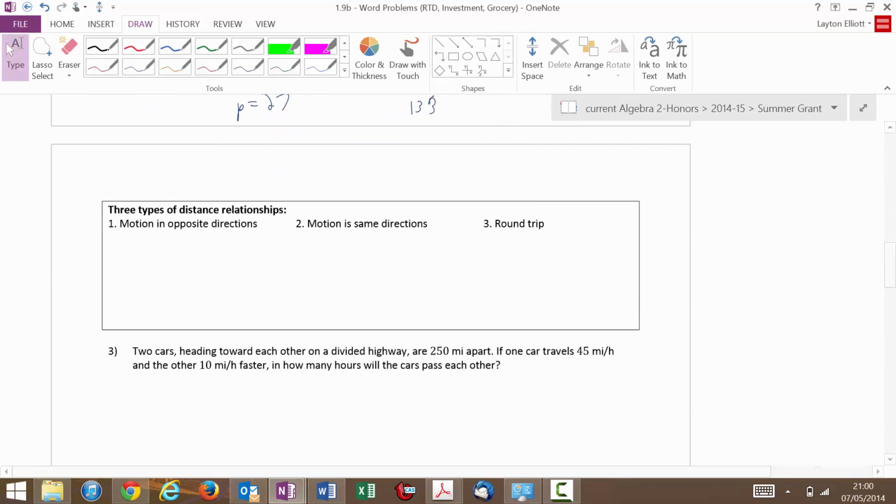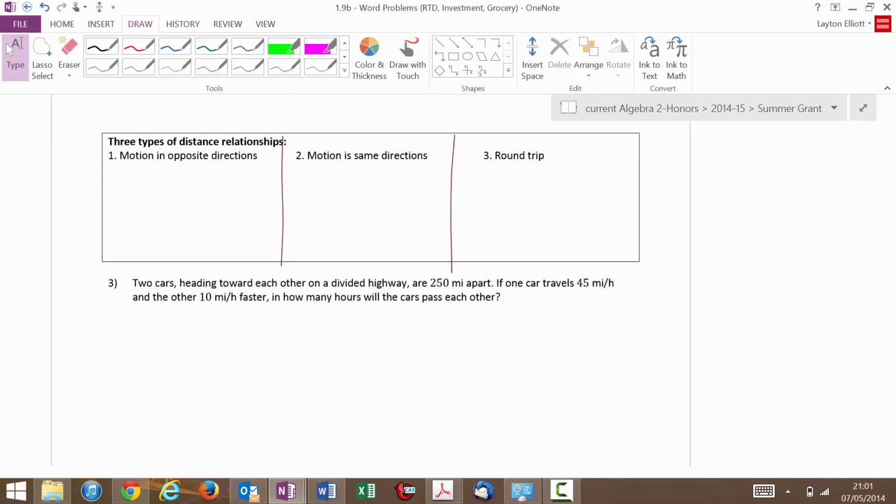Moving on, we're going to talk about 3 different types of distance relationships: motion in opposite direction, motion in the same direction, and the round trip. Let's start with number 3 and just kind of figure out which one this is talking about. You have 2 cars headed towards each other on a divided highway, so they're not going to crash, but they're 250 miles apart, so that's our first number. One car travels at a rate of 45 miles per hour, and the other one is 10 miles per hour faster, and it wants to know how many hours the cars will pass each other.